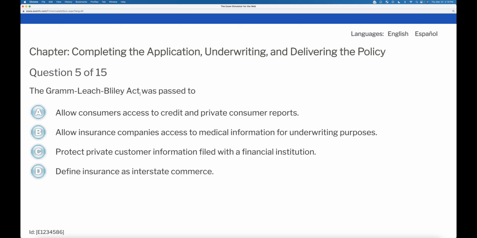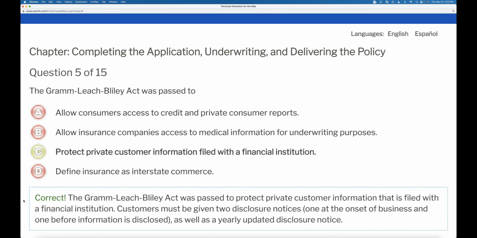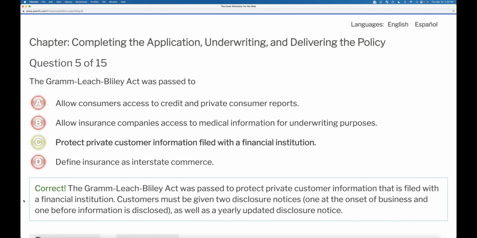The Gramm-Leach-Bliley Act was passed to what? I still didn't find it. I think it's C. Yep. This one, there's really nothing else to it other than you have to know what the Gramm-Leach-Bliley Act is. I guess C as well. I got that right. Awesome.